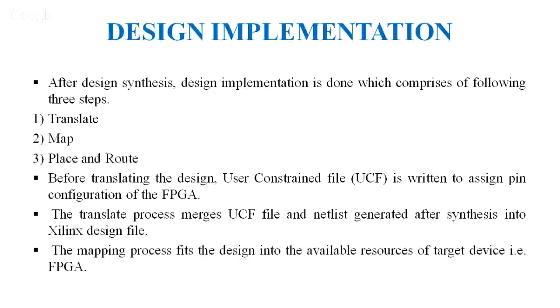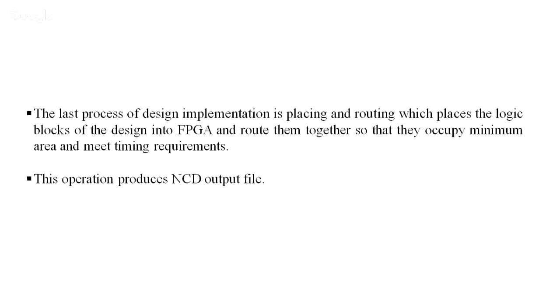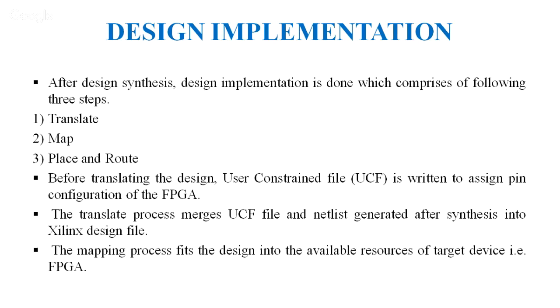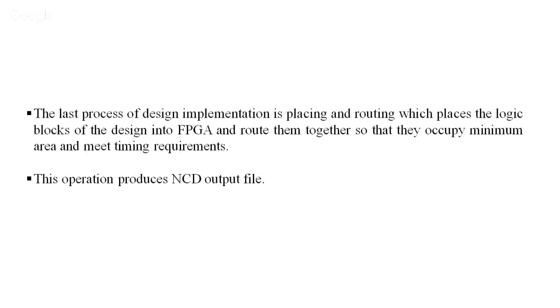After that, the mapping process comes. In the mapping process, it fits the design into the available resources. Available resources means our FPGA. The last process of design implementation is place and route, which places the logic blocks of the design into the FPGA and routes them so that they occupy minimum area and meet timing requirements. So out of the very large area of the FPGA, only a very small amount is covered by this place and route process. After that, this operation produces an NCD output file.